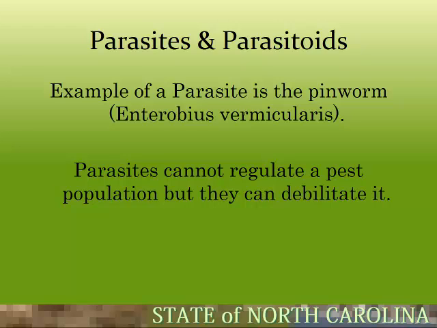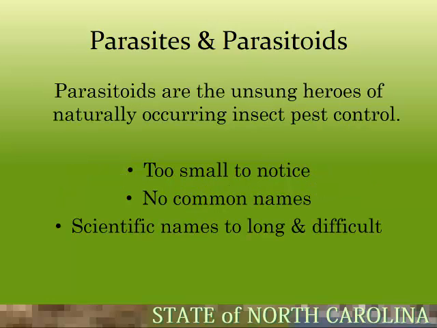An example of a parasite is the common pinworm. They're found all over the place. It's kind of a gross thing, having the pinworm around, but I mean, they're there. Parasites, they're not going to regulate a pest population, but they can put the brakes on it from really expanding out there. But you want the parasitoids to get rid of these pests.